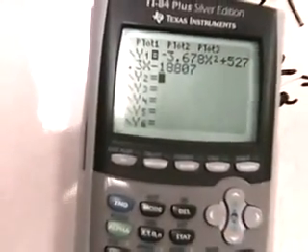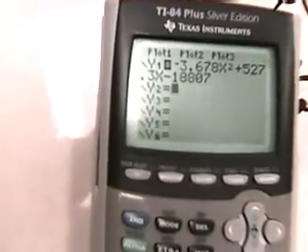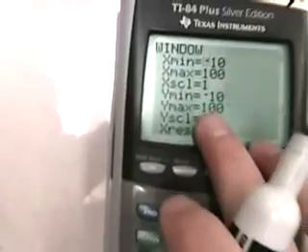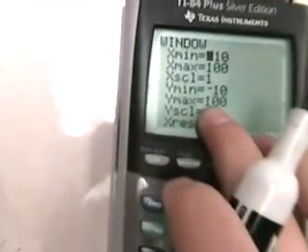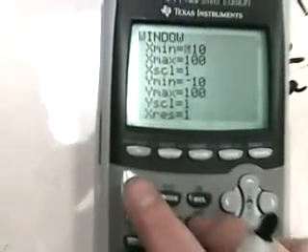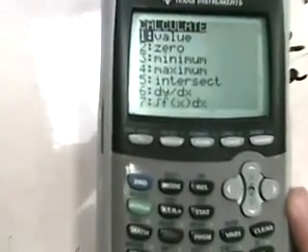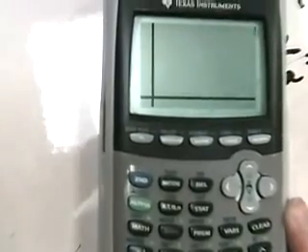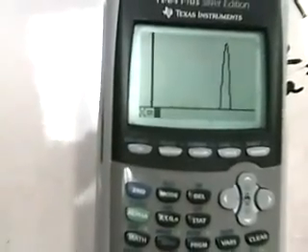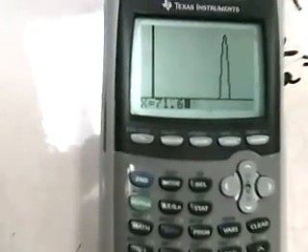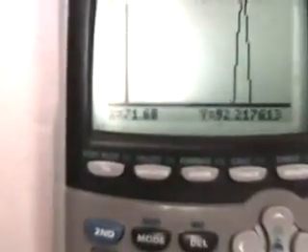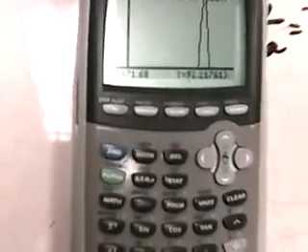Okay, so 18,807. I wanted to see my graph better, so I put my x max at 100 and my y max at 100, so I could see a little higher and a little farther to the right. Now let's go to second trace value. All right, now I can see my graph. I didn't need to, but I can. At 71.68, it tells me my y is 92.22.